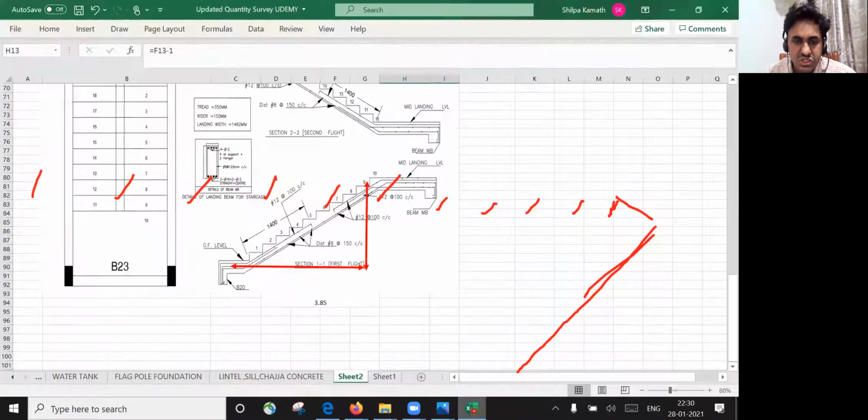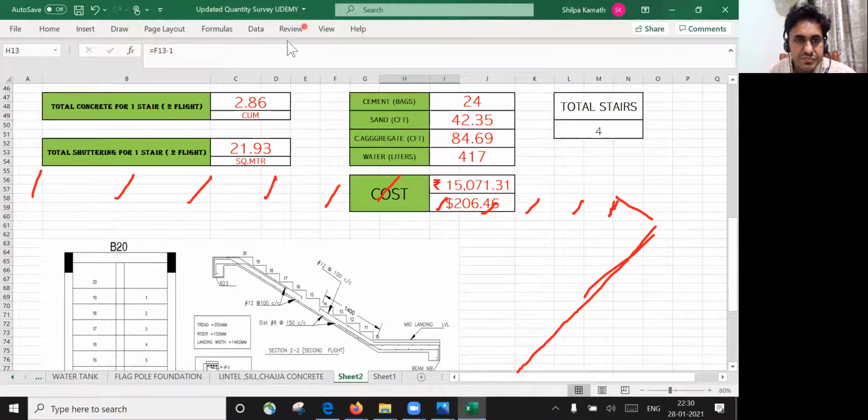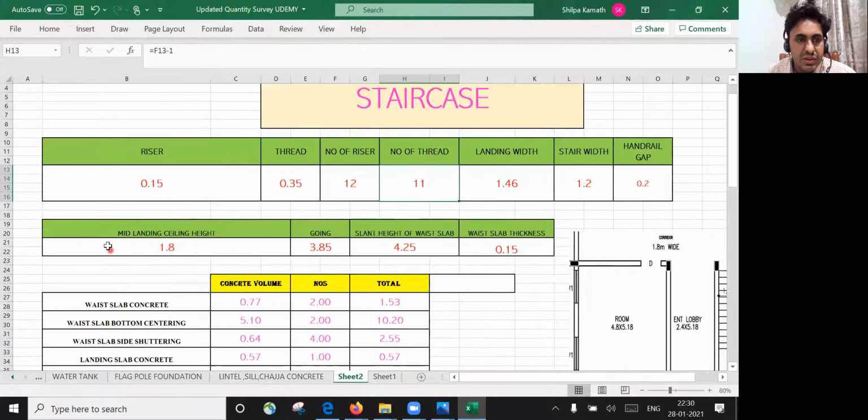I'll go to the Excel sheet now. Coming to this, it is called the mid landing ceiling height, because our ceiling to ceiling height is usually 3.1 is what we try to keep. Whatever the height of the riser is, I multiply that by the number of risers, and that gives me the mid landing ceiling height. We can also do it manually. So 0.15 multiplied by 12 risers, I'm going to get 1.8 meters.